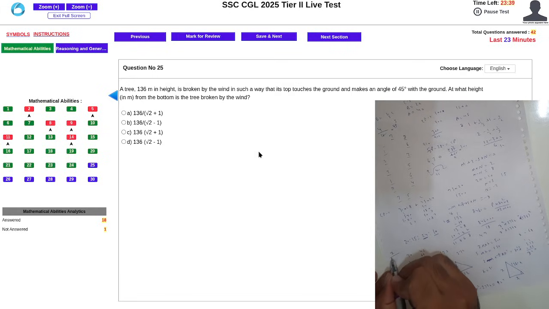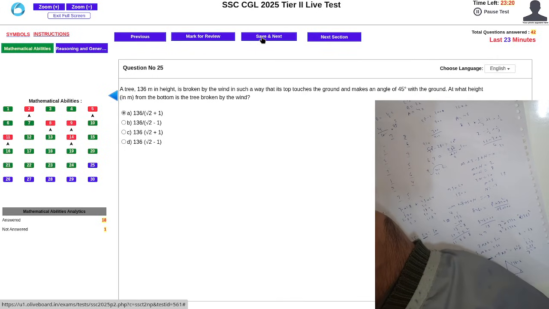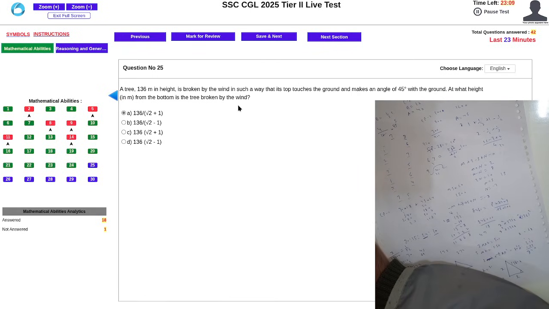x over 136 minus x is equal to 1 by root 2. Root 2 x is equal to 136 minus x. x root 2 plus 1 is equal to 136, x is equal to 136 upon root 2 plus 1. 2 minus 1. At what height from the bottom is it actually broken? ये और ये सेम तो है. Root 2 minus 1, root 2 minus 1, a square minus b square, 2 minus 1.